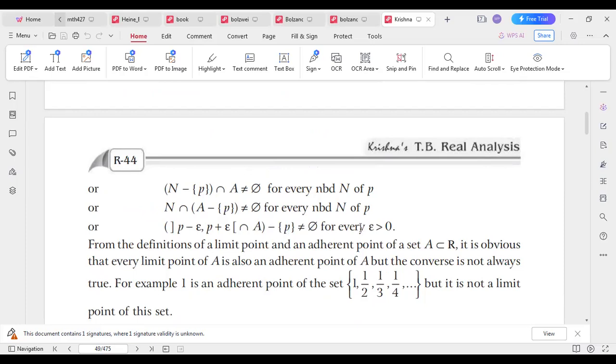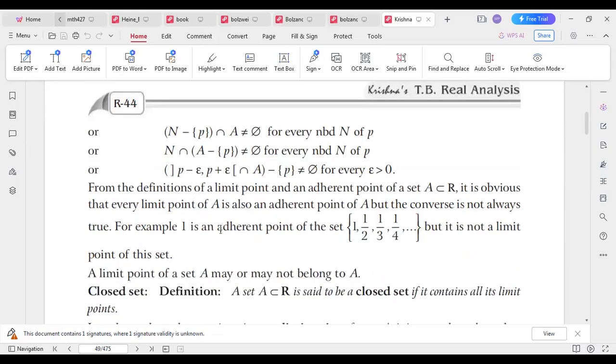So from the definitions of a limit point and an adherent point of a set A, which is a subset of R, it is obvious that every limit point of A is also an adherent point of A, but the converse is not always true. For example, 1 is an adherent point of this series, but it is not a limit point of this set. A limit point of a set may or may not belong to A.